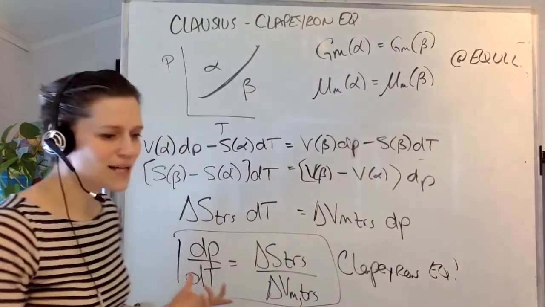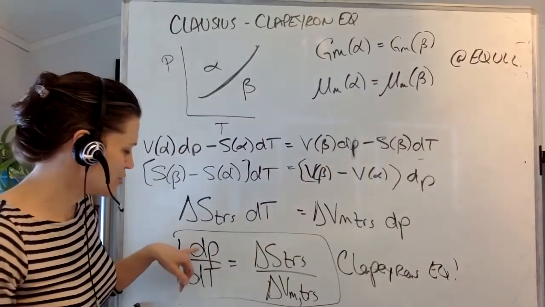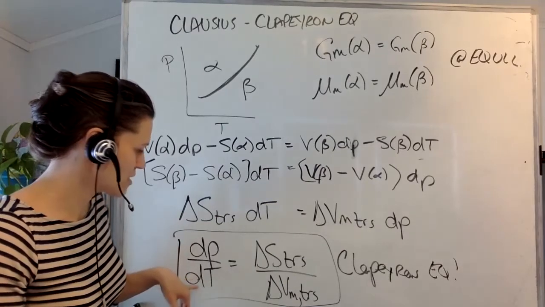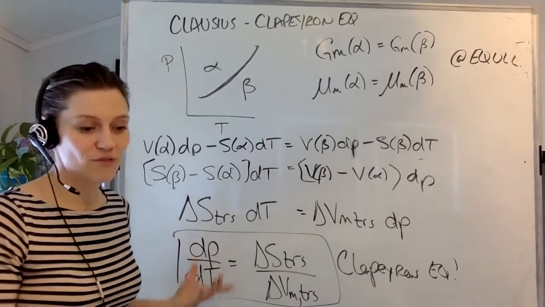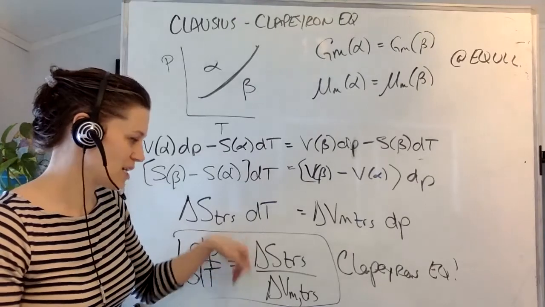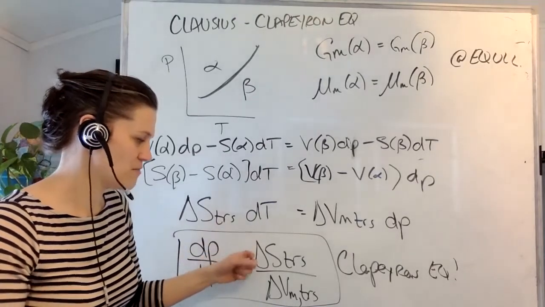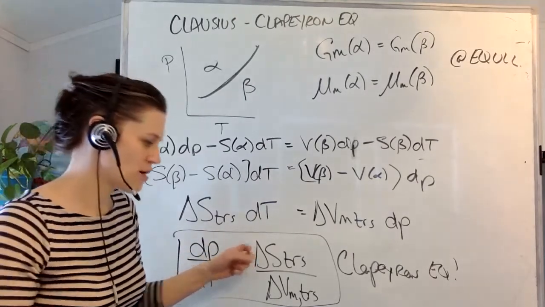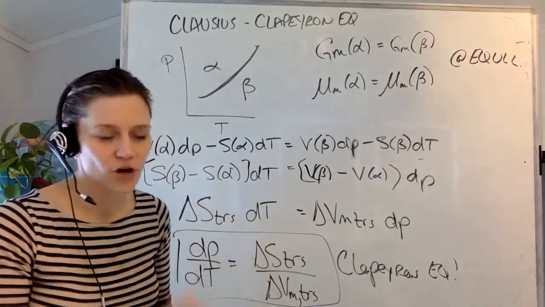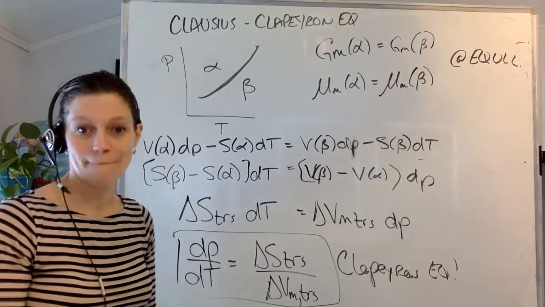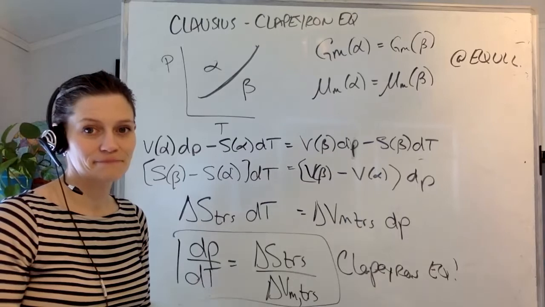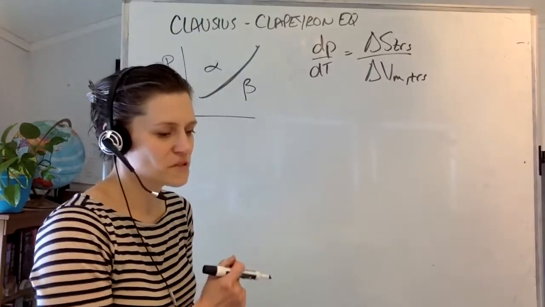So this is the Clapeyron equation, and it tells you that any change of pressure versus temperature, so basically if you plot P versus T, the slope is going to give you the ratio of the change in the entropies of the transition to the change in the volumes of the transition. That's pretty sweet. Okay, so let me show you how we put this into practice.